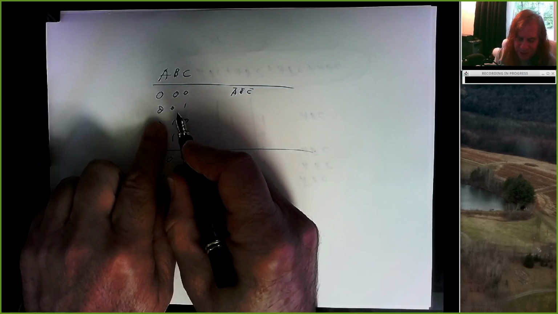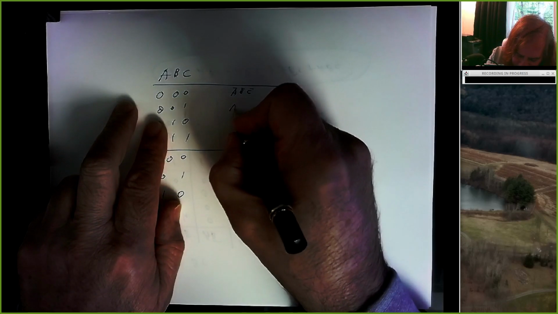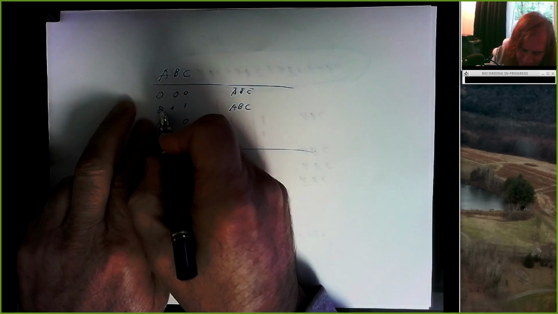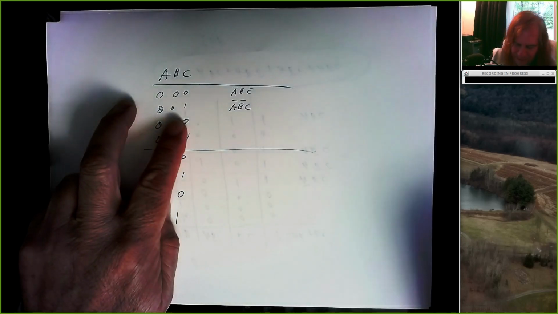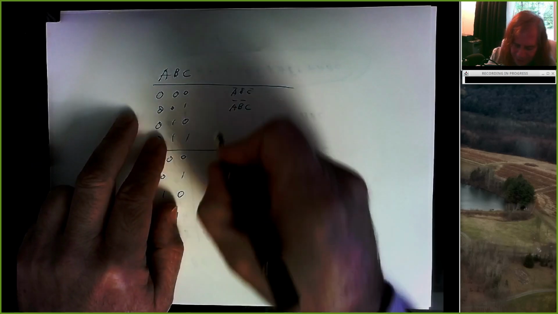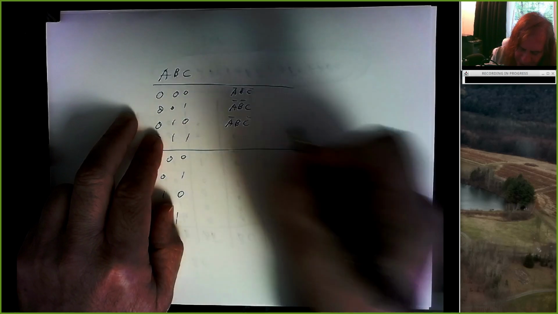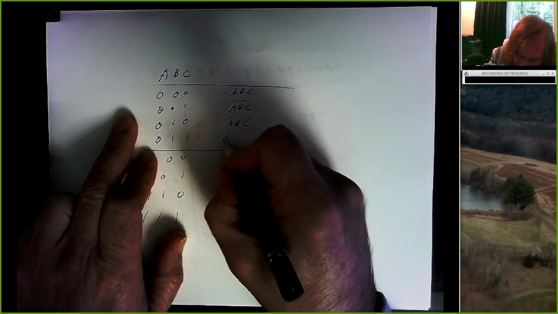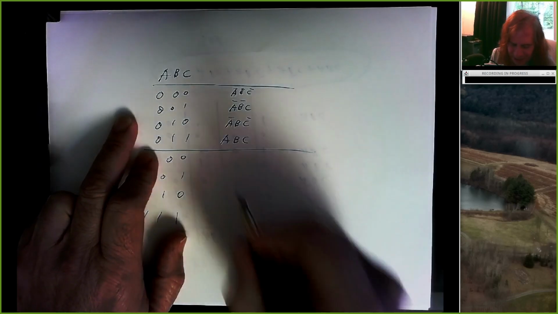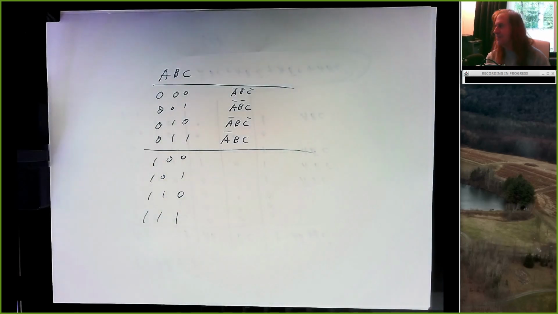So what's the product term for this second row? Well, I'm going to write A, B, C, and everywhere there's a 0, I'm going to put a bar on top. And for this third row, I'm going to write A, B, C, and everywhere there's a 0, I'll put a bar on top. And for the fourth row, guess what I do? I write A, B, C, and where there's a 0, I put a bar on top.